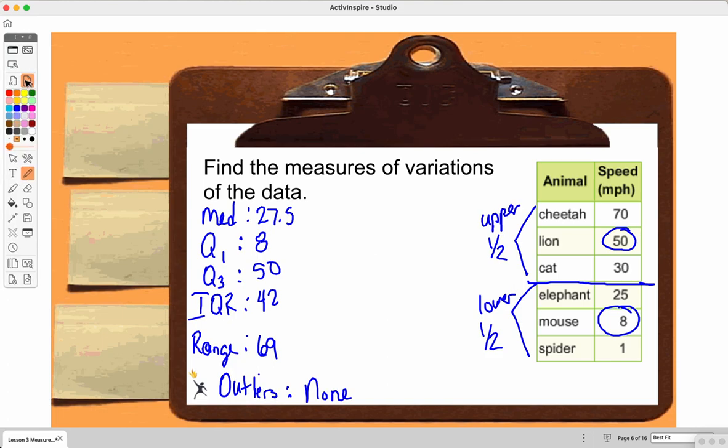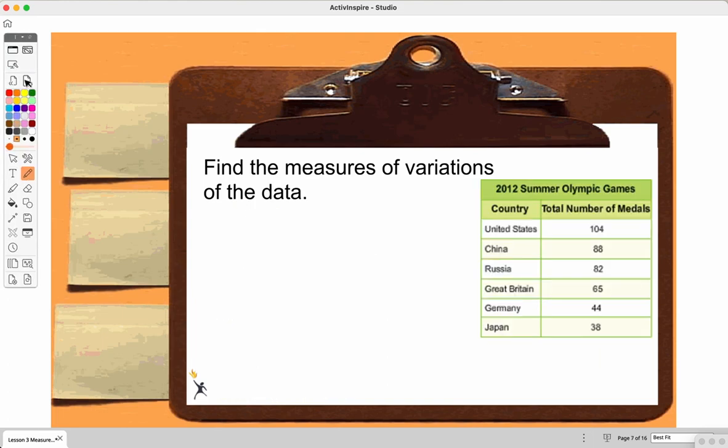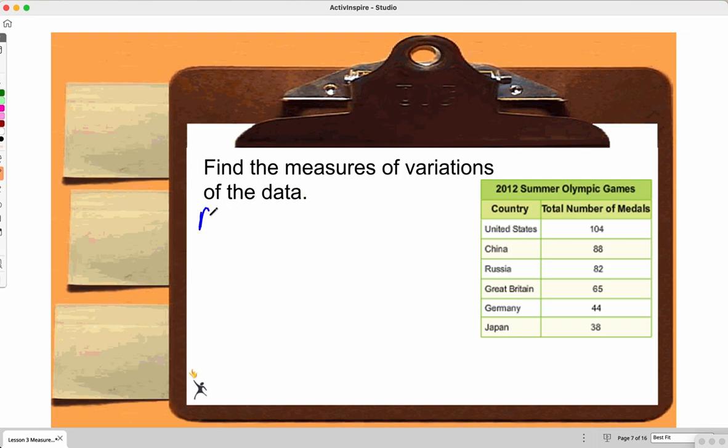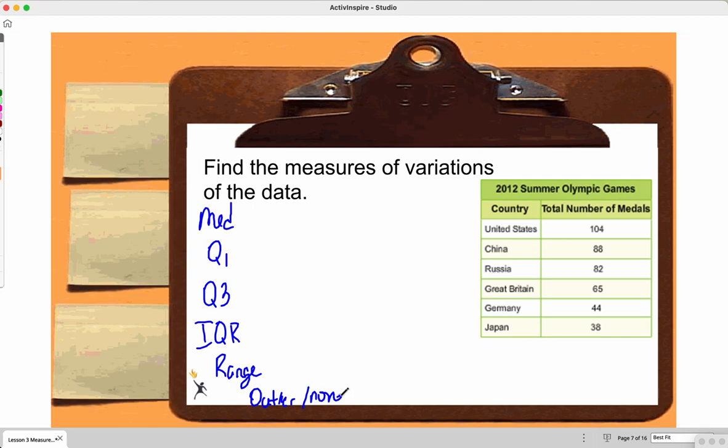All right. Go ahead and take a look at this data. Again, it's already ordered from least to greatest, and determine what are those 5 measures of variation: the median, quartile 1, quartile 3, the IQR, and the range. And remember, I already mentioned earlier, there are no outliers in this set of data.